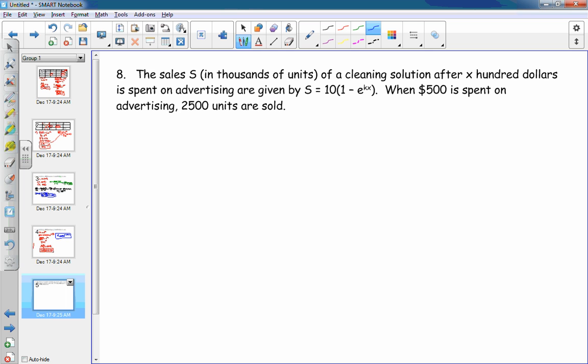Number 8, the sales S in thousands of units of a cleaning solution, after X hundred dollars spent on advertising, are given by S is equal to 10 times 1 minus e to the kx. Now, you tell me, when $500 is spent on advertising, 2,500 units are sold. So you tell me, number of units sold, what's that number going to represent? Because it says it's in thousands.